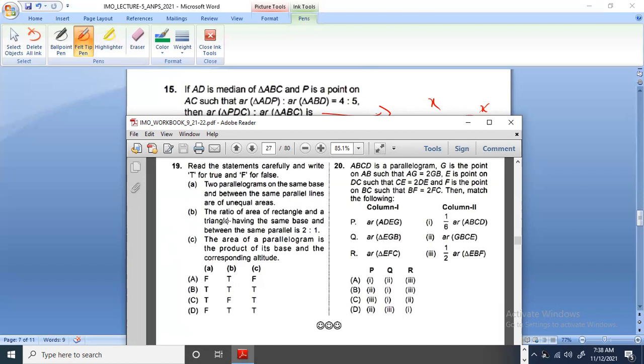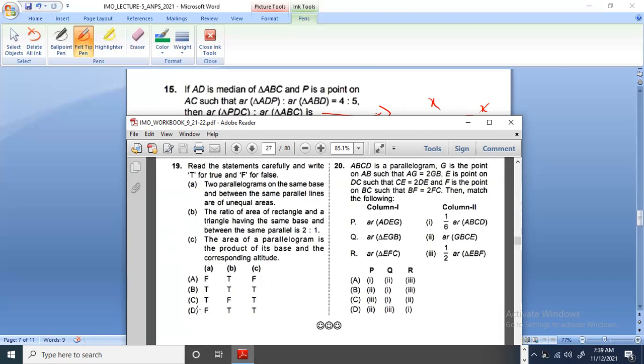the same parallels is 2:1. This is true, right? We have just discussed this. Between the same base and the same parallels, the area of a triangle is half the area of the rectangle. So 2:1, so the second is true. So therefore D is our correct answer. Okay, good.